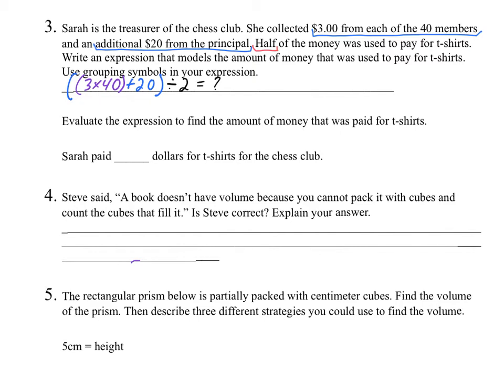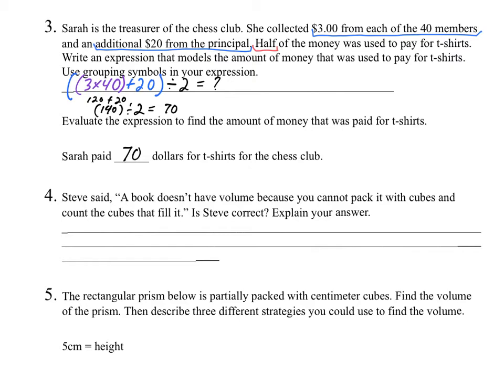All right, so evaluate the expression to find the amount of money that was paid. If we work our way slowly through this, we get 120 plus 20 equals 140. Divided by 2 gives us 70, which we need to go ahead and write down here on the line. So Sarah paid $70 for t-shirts for the chess club.